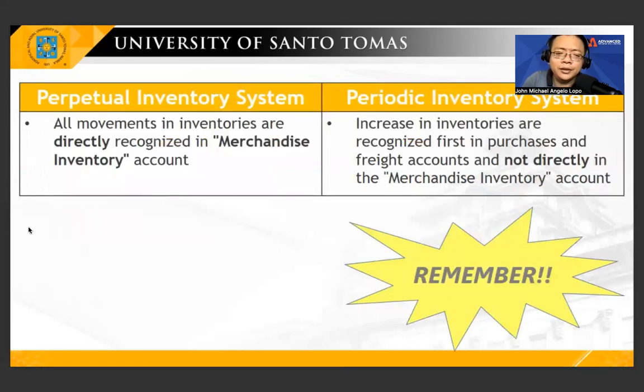Diba? Ulit lang class. Please remember this one. All movements in the inventories are directly recognized in the merchandise inventory account. Okay. In the periodic inventory system, increase in inventories are recognized first in the purchase and freight accounts and not directly in the merchandise inventory. Purchase, purchase discount, purchase returns, and allowances. All right.